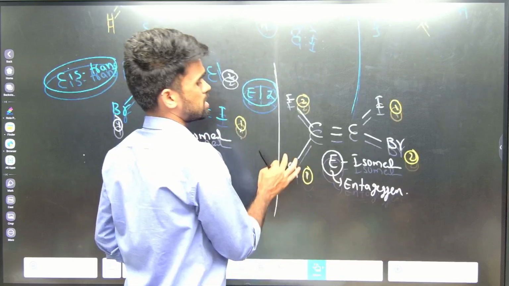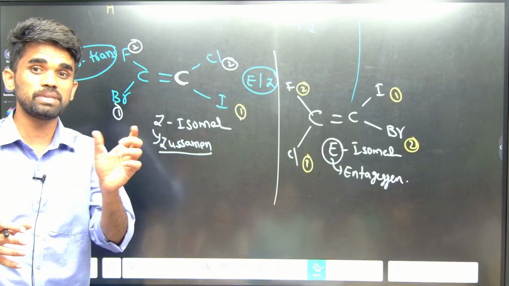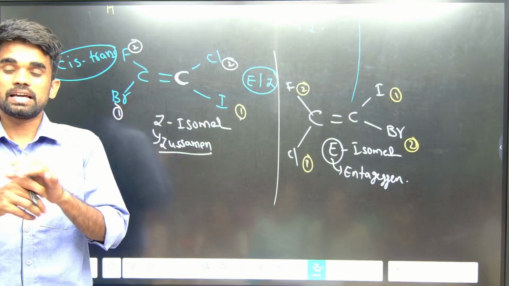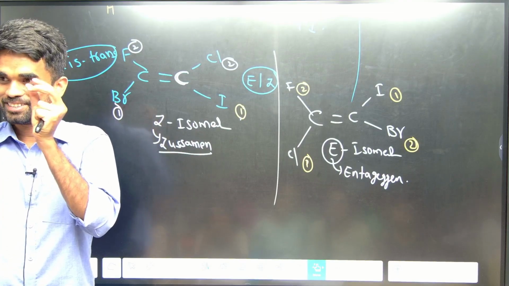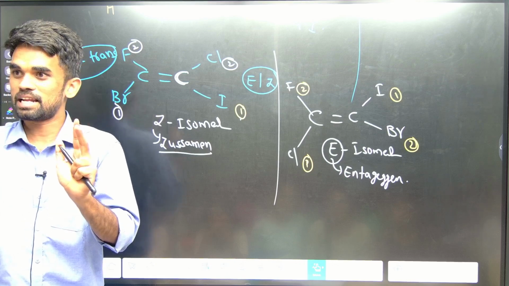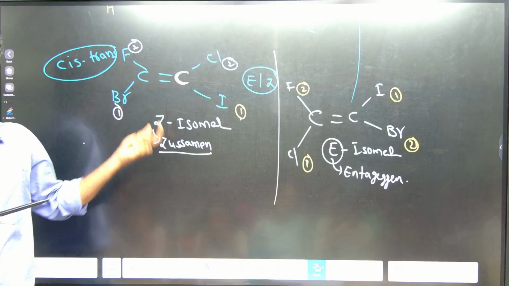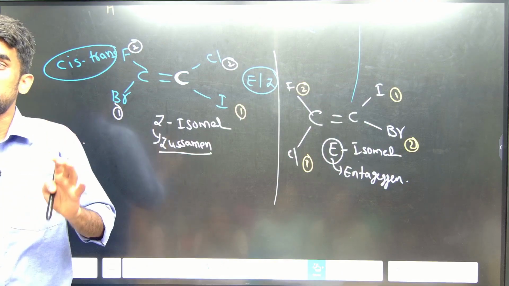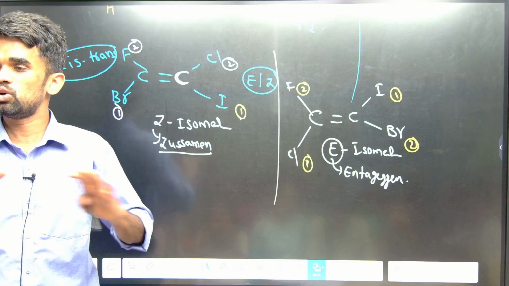Okay, so just remember, cis means same side. Like Z, cis and Z are almost alike in pronunciation, so remember at least like that. Zusammen means priority groups should be on the same side. Don't think that cis always means Z, or that Z always means cis. Don't think like that.